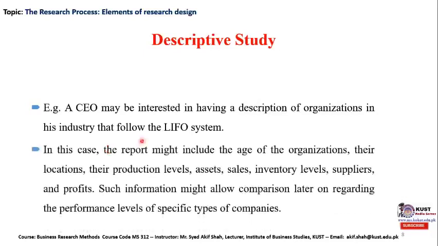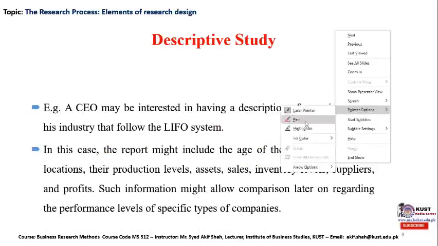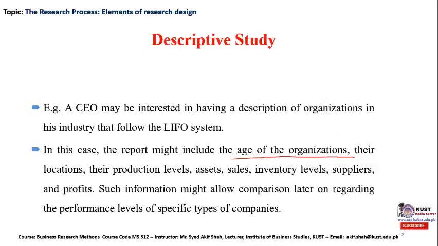So in this case, the report might include, like, the CEO might be interested to find out the age of the organization and the location where the company is situated. Their production levels could be a point of emphasis. What are the different types of assets and total assets of those companies, the sales of the companies, their inventory levels, suppliers, and the profits of the company. So we can infer that such information might allow comparison later on regarding the performance level of the specific types of companies. However, in general, such kind of studies are known as descriptive studies.